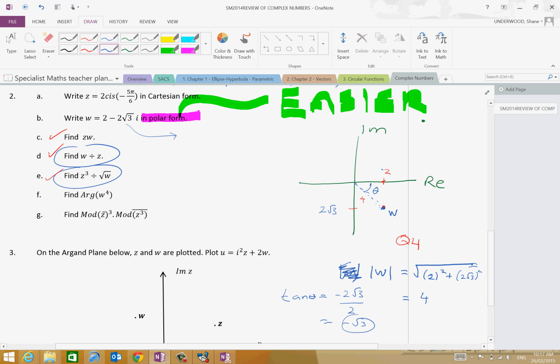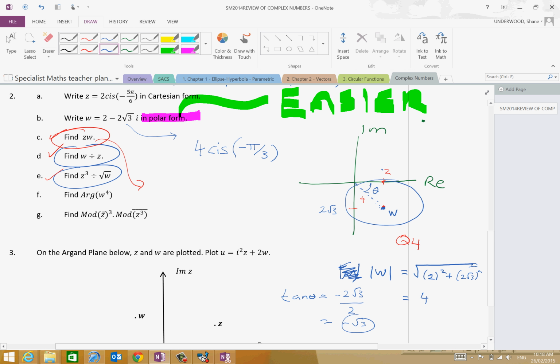So therefore, theta is equal to pi on 3, but in terms of this, in polar form, we've drawn our Argand diagram, we know it's in that quadrant, we therefore say that it's 4 cis of negative pi on 3. Can I get a show of hands, those students that got that one correct? Awesome.